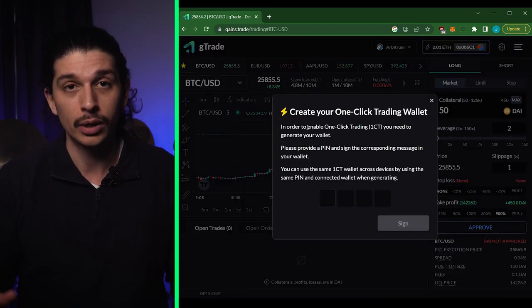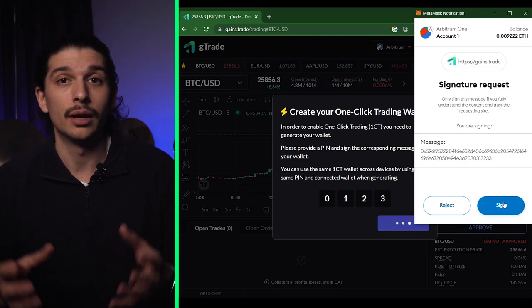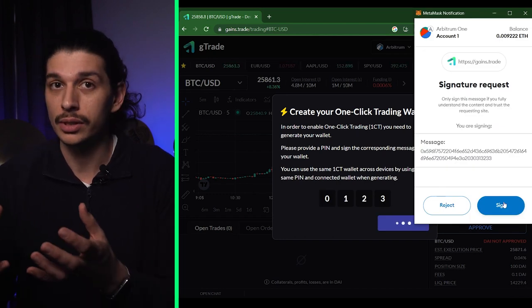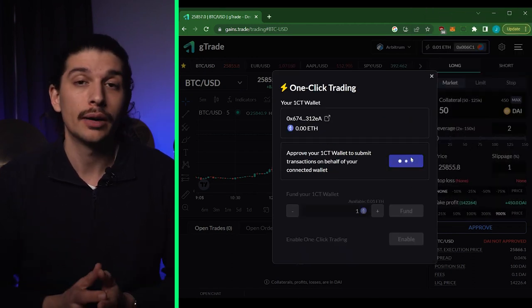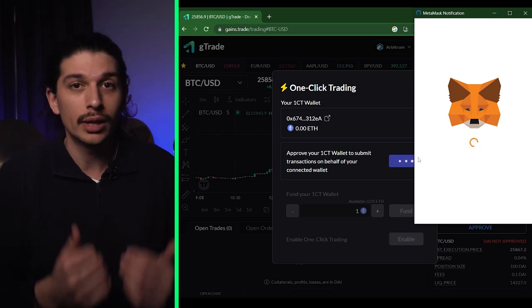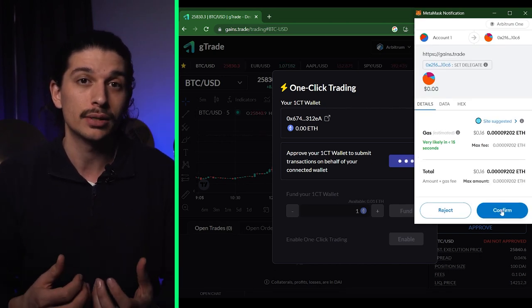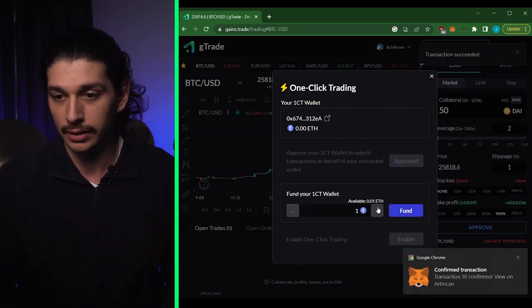So if I activate the one-click trading wallet, it prompts me to create a PIN. So I've entered my PIN, I'm signing the transaction on MetaMask to essentially acknowledge that this is indeed my PIN code. Next, I have to approve the 1CT wallet and give it the authority to submit transactions without me having to manually accept each transaction inside MetaMask. And for this, I have to pay a tiny amount of gas to complete.